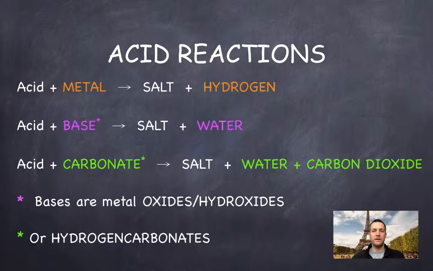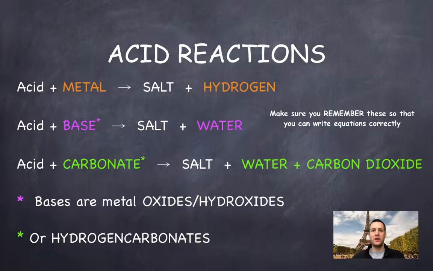Acids reacting with bases. Now bear in mind, bases can be metal oxides or hydroxides, right? And if an acid reacts with a base, it will produce a salt and water. And finally, if an acid reacts with a carbonate, or a hydrogen carbonate for that matter, it will produce a salt and water and carbon dioxide. So they are our three general reactions.